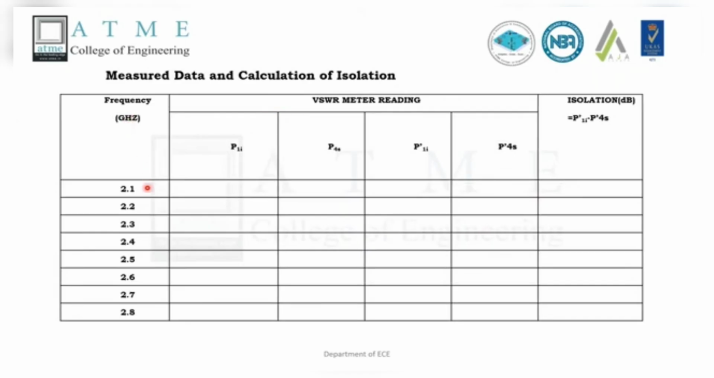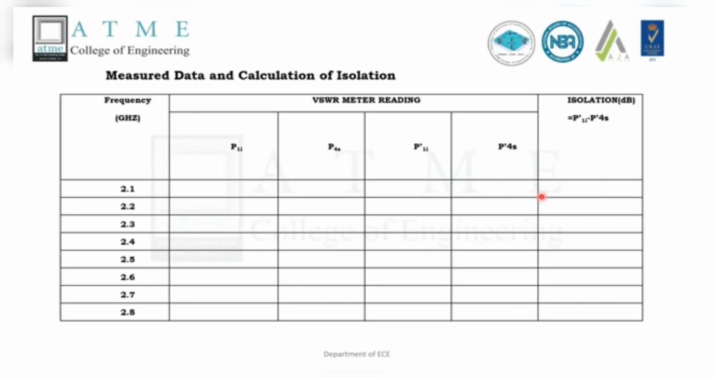And to measure the isolation characteristics, in the same way we have to record the frequencies and VSWR meter readings ranging from 2.1 to 2.8 gigahertz from port 1 to port 4. And using the calibrated graph, note down the P1 dash and P4 dash, and with the help of these corrected values we can find out the isolation characteristics. We calculate the isolation characteristics by subtracting P4 dash from P1 dash, so P1 dash minus P4 dash gives you the isolation characteristics.